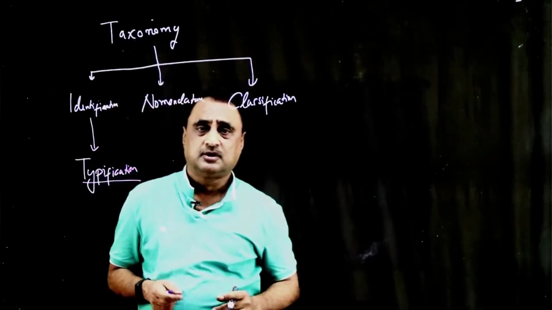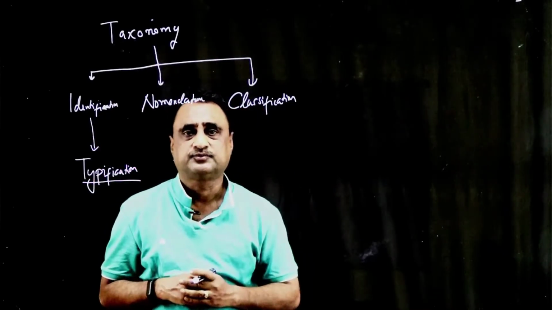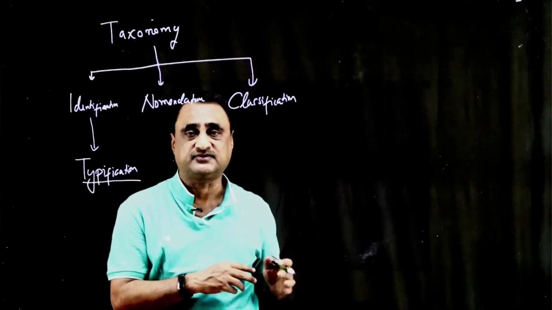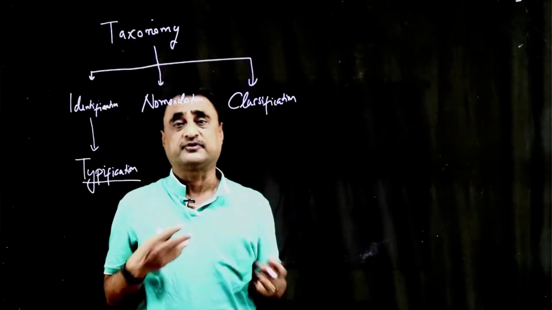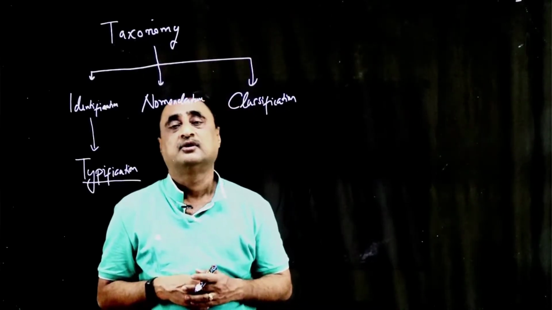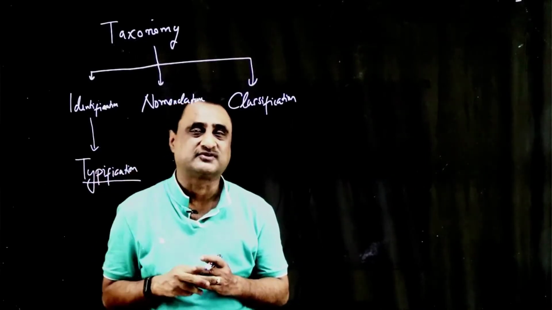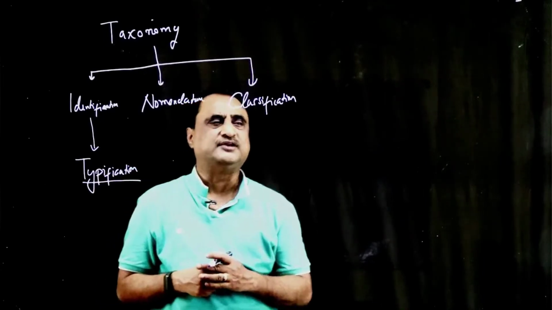Typification is a legal system in which certain different types are given, on certain bases, on which a taxon is assigned. There are different types like isotype, lectotype, paratype. Since these are not included in the syllabus, I don't want to discuss all these things in detail. Let's move to nomenclature.